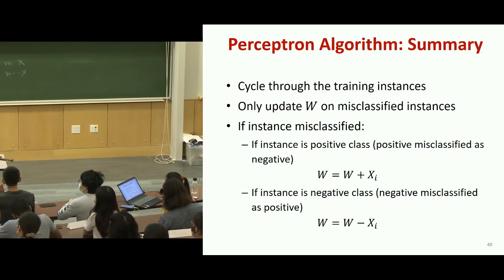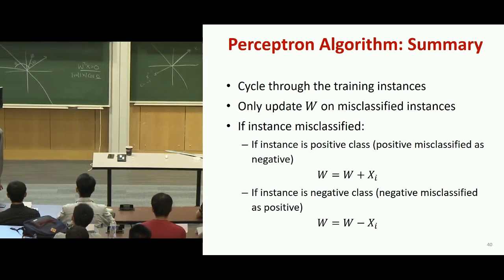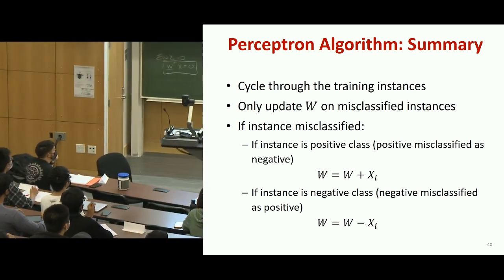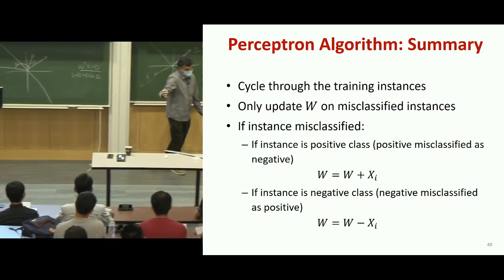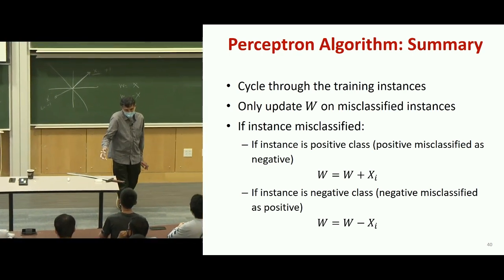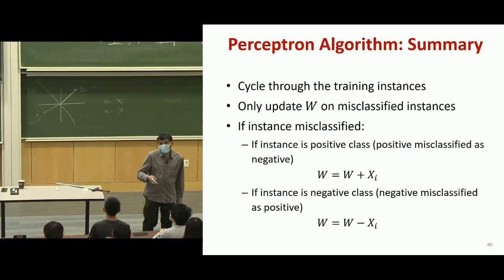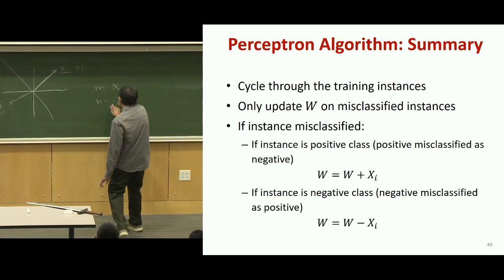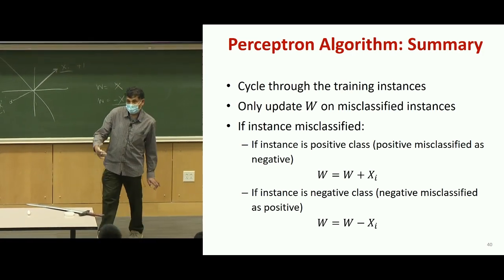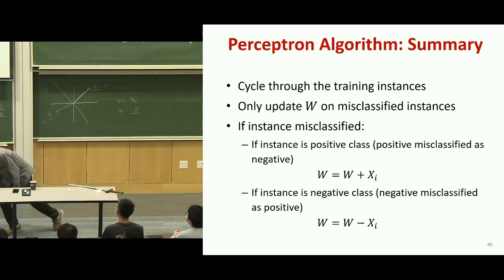And then if I find that this vector has misclassified a positive label, right? Remember, for the positive label, the best case vector is W is X. So I'll just add X to W. If I find that it's misclassified a negative instance, in the case of a negative instance, the best case W is minus X. I'm going to subtract X from W, okay? So that's what I will do.